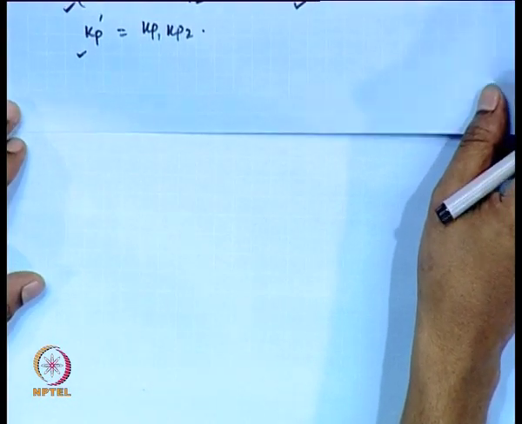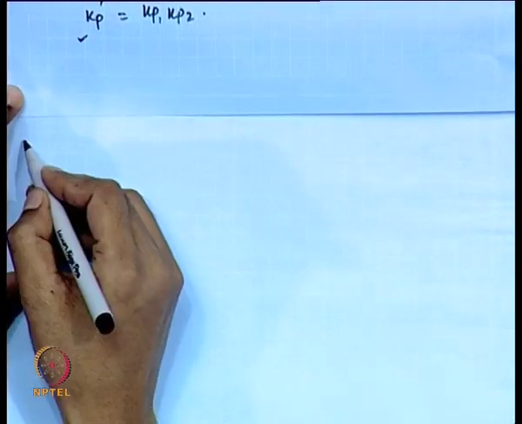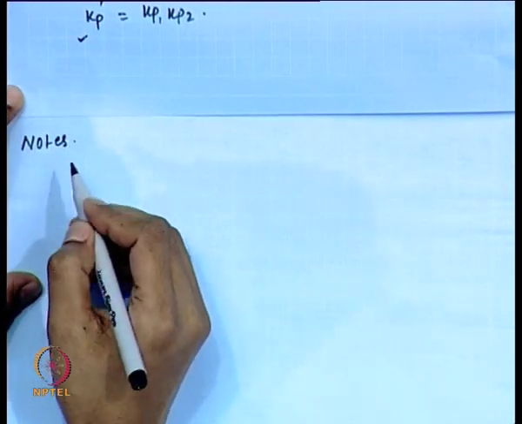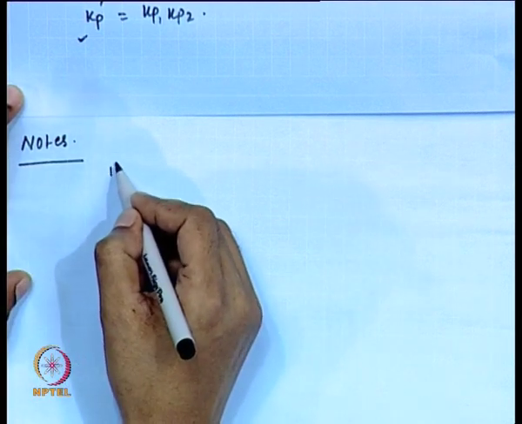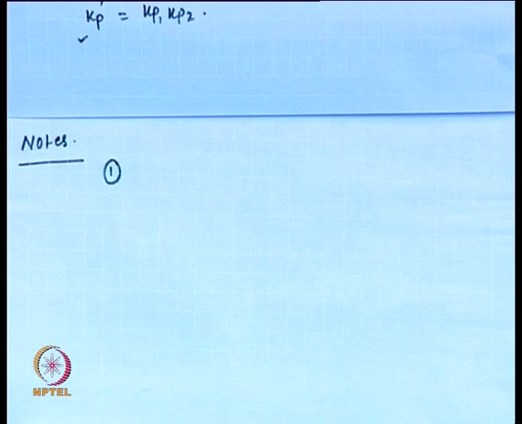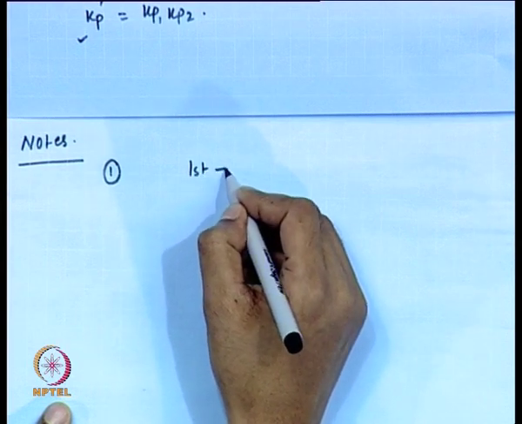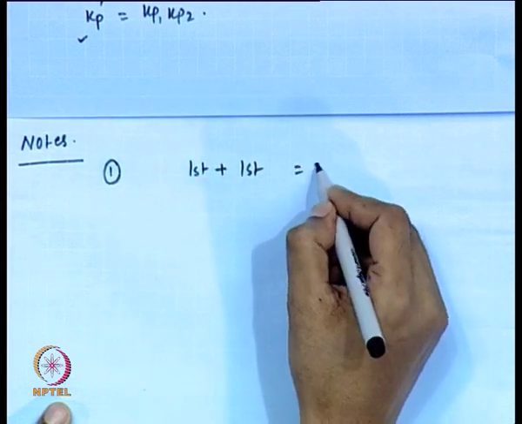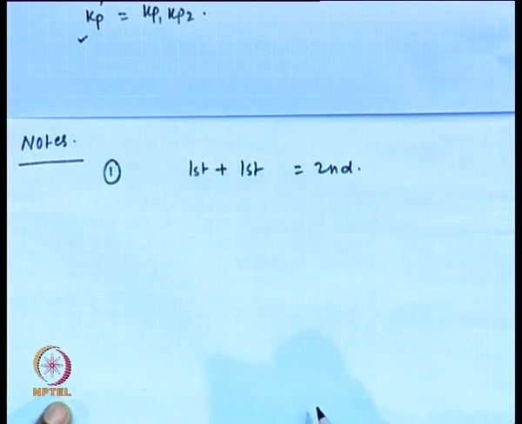Now, we will make some conclusions. So, what about the overall response? Is that first order or second order? The overall response is second order. So, it is proved that if two first order systems are connected in series, the overall response becomes second order response. Fine. So, we have considered two first order systems and we got second order response.